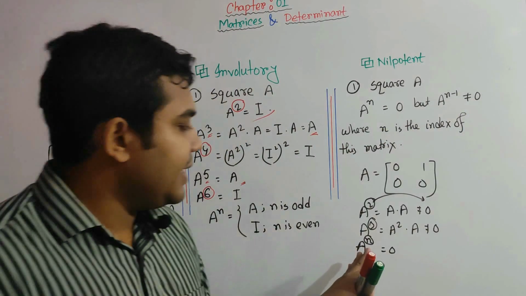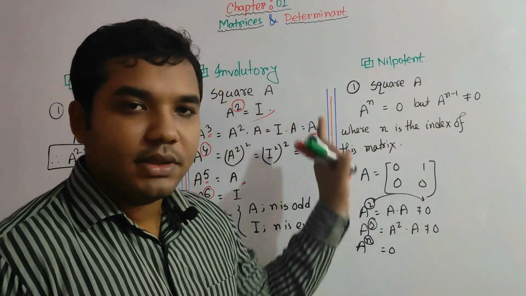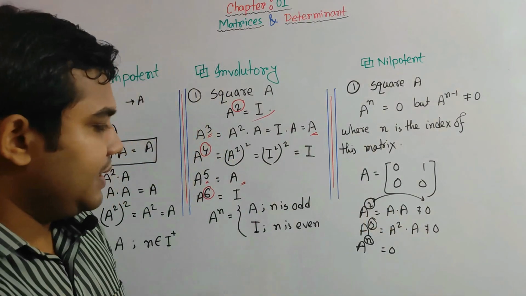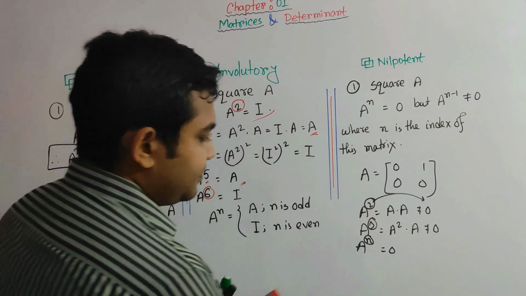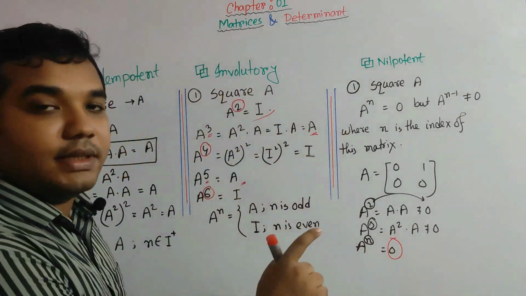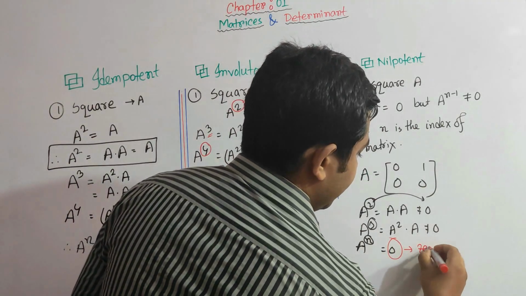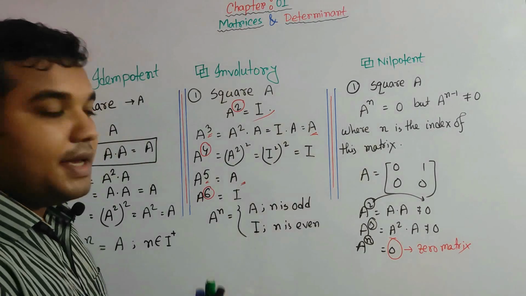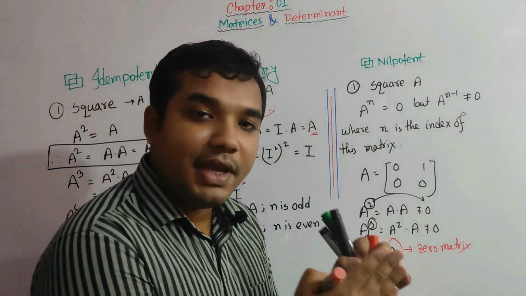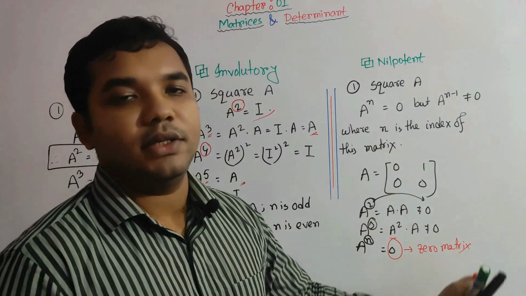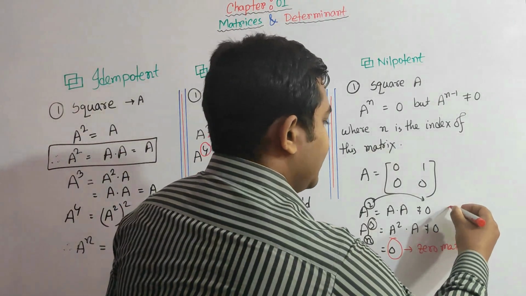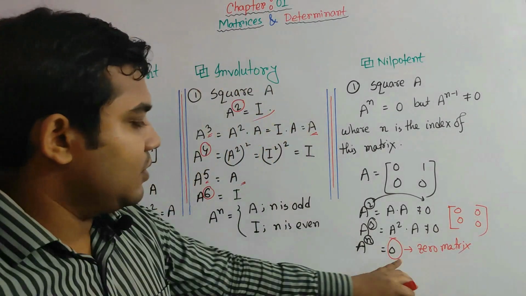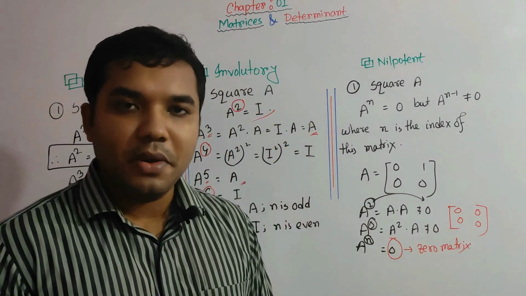So here n is the index of this matrix, but one thing I wanted to mention is what the 0 actually is. Here 0 is the zero matrix. What is a zero matrix? If every element or every entry of a matrix is 0, that is called a zero matrix. One example can be like this. It is a 2 by 2 matrix where all entries are 0. So this 0 means the zero matrix.